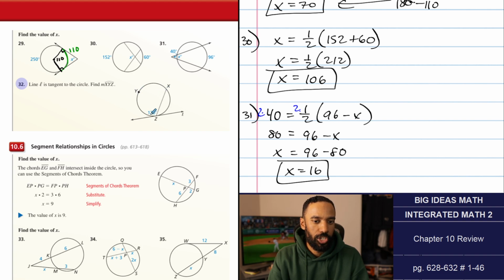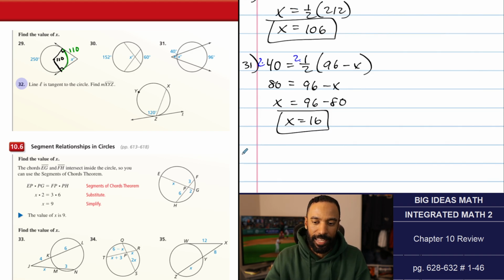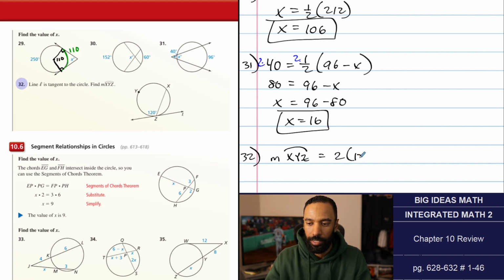So the angle should be half the measure of the intercepted arc. So the measure of the intercepted arc should be double that inscribed angle. And yes, I do call it an inscribed angle. Because both the endpoints are on there, the measure of arc XYZ is double that of 120, which is 240.